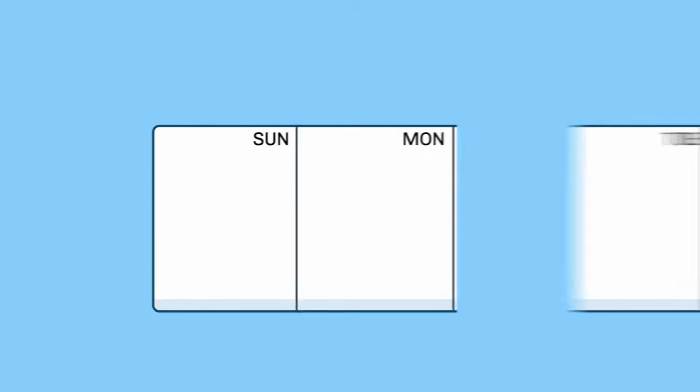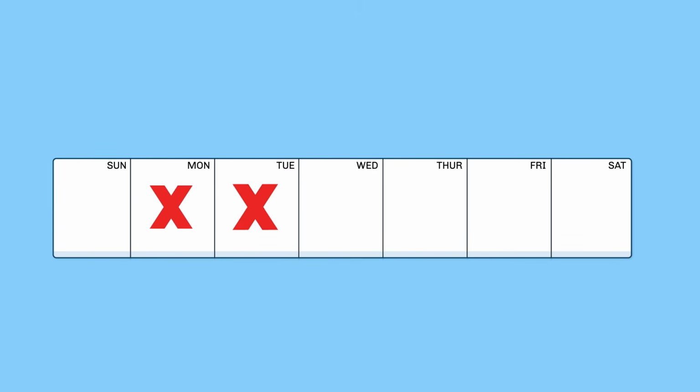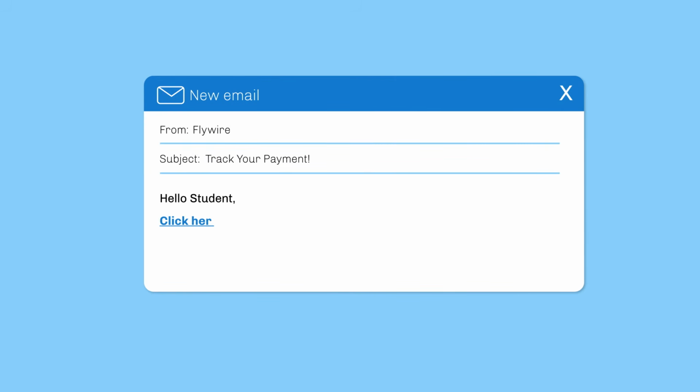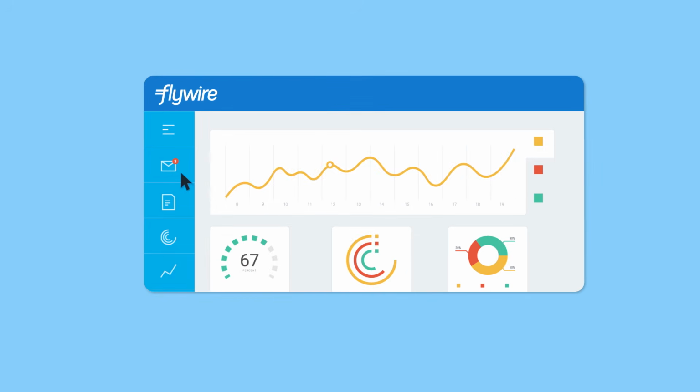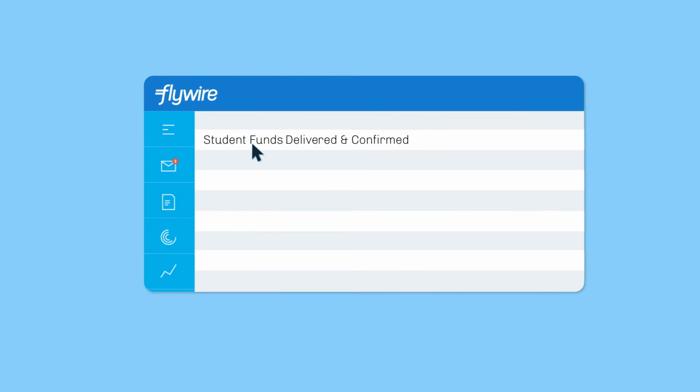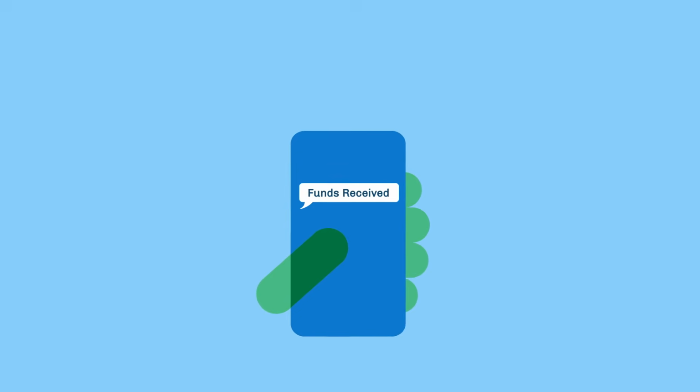It may take up to 2 to 3 business days for us to receive your payment, but you can check your payment status anytime by clicking the Track Your Payment button in the email sent to the payer. Once we have received your payment, your institution can see in their Flywire dashboard that your payment is guaranteed. Regardless, we will keep you informed throughout the process and email you once your funds have been received, as well as once your funds have been delivered to your institution.